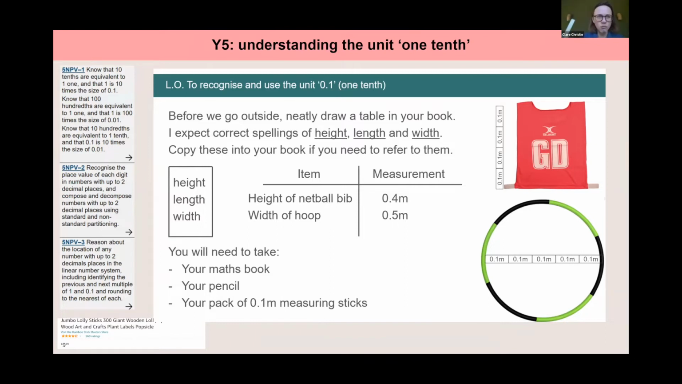The bib is around 4/10 of a metre long, and the hoop is around 5/10 of a metre. So we teach the children to read it as the number structure rather than the digits on the page. So yeah, that's my final suggestion, is that you get some 1/10 of a metre sticks to supplement the metre sticks you probably already have in school, and just get out measuring so your year 5s and 6s really understand tenthness. And yeah, that's me done.